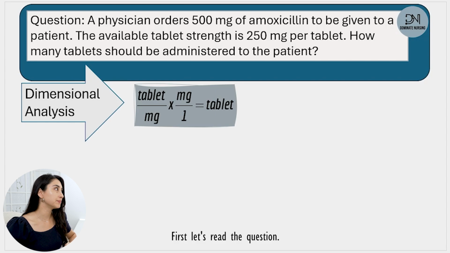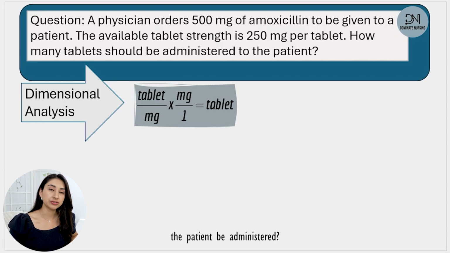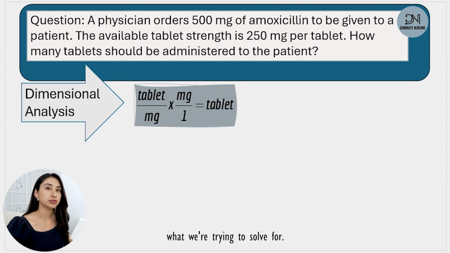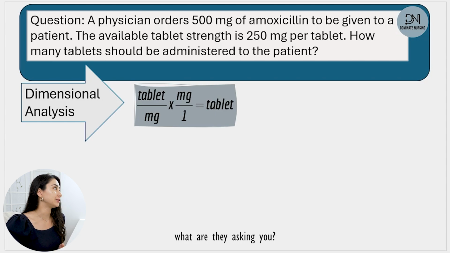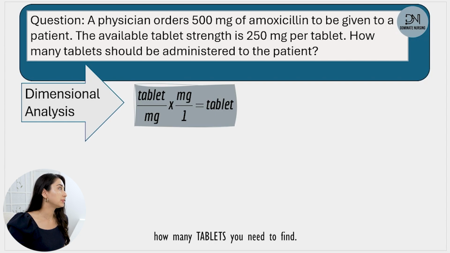First, let's read the question. We have a physician that orders 500 milligrams of amoxicillin to be given to a patient. The available tablet strength is 250 milligrams per tablet. How many tablets should the patient be administered? Looking at that, we have to define what we're trying to solve for. So to define what we're trying to solve for, look at the question. What are they asking you? They are asking you how many tablets you need to find.